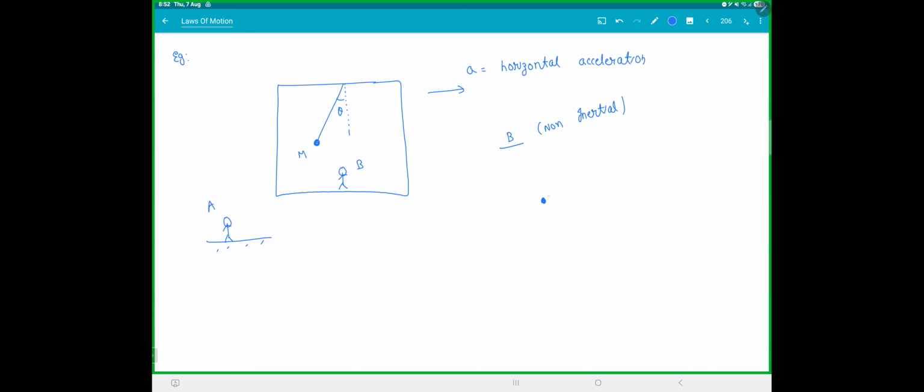So he will say, okay, I have to use pseudo force, tension, mg. What is the pseudo force? Mass of the pendulum times the acceleration of the truck in the opposite direction. So he will put it in the opposite direction. This is your pseudo force.